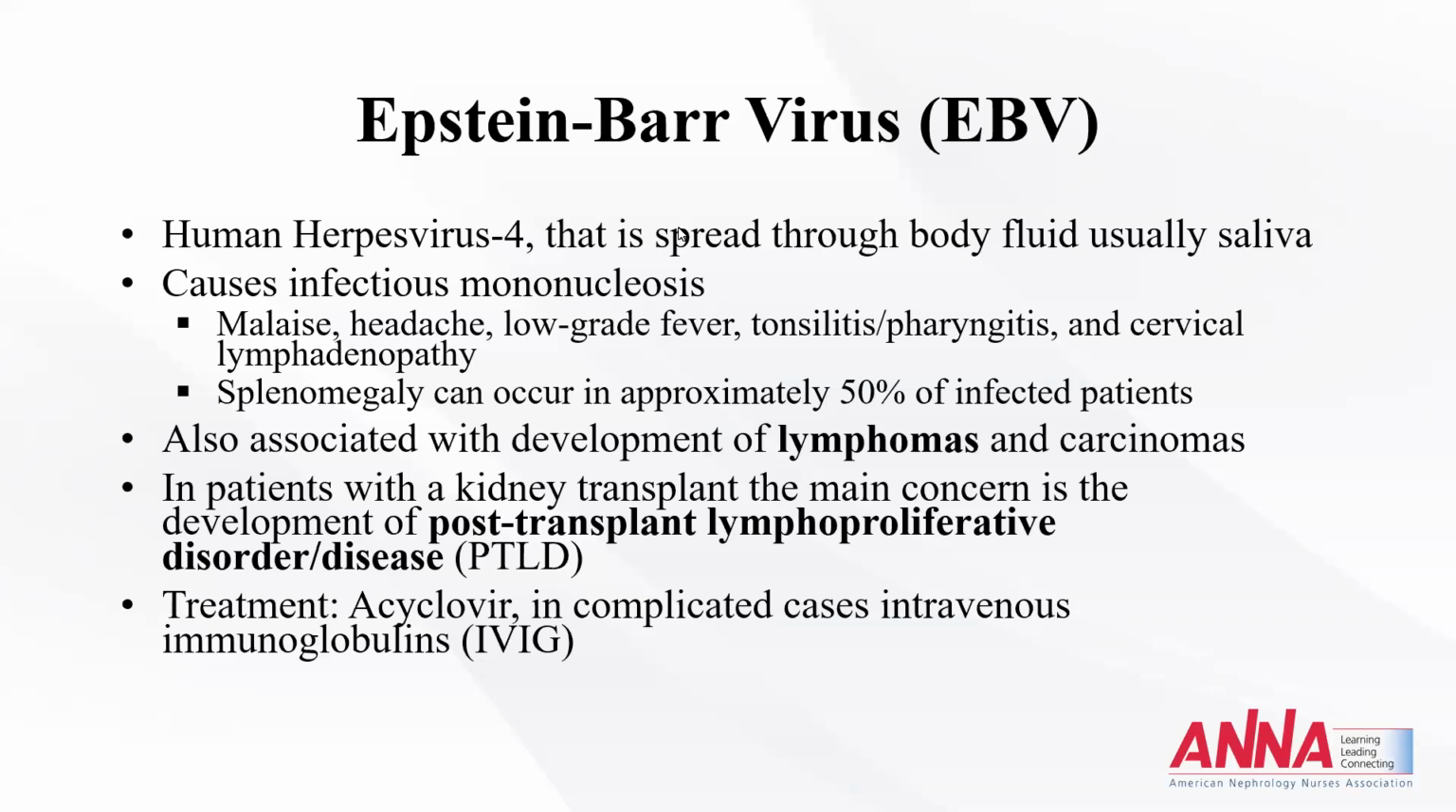Splenomegaly can also occur in approximately 50% of infected patients that we've seen. So you always got to make sure these kids usually are resting in bed, but you don't want a patient playing a sport with EBV that has splenomegaly, because if you rupture your spleen, it will not end well for the patient and probably require immediate surgery. EBV has also been associated with developing lymphomas. So thinking back to malignancies and carcinomas, EBV is very tricky in that.